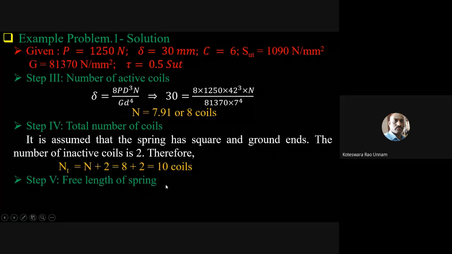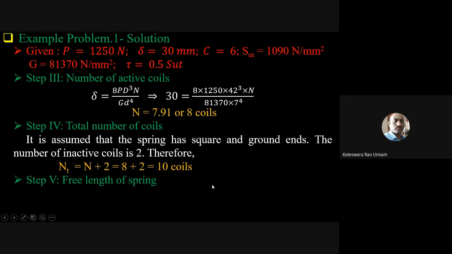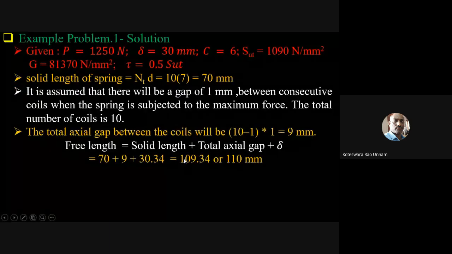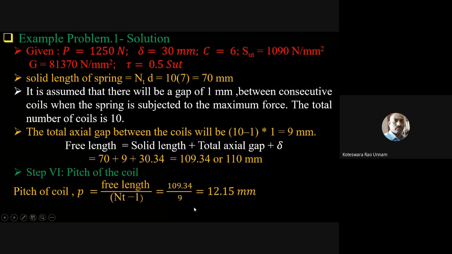After that, we computed the free length. Free length is nothing but the summation of solid length plus delta plus axial gap. So that's what we have taken here. We computed all those three parameters, the solid length, and this is the axial gap, and delta is already computed, so it comes out as 110. Then the pitch of the coil is given by free length divided by total number of coils minus 1. So that comes out as 12.15 mm.